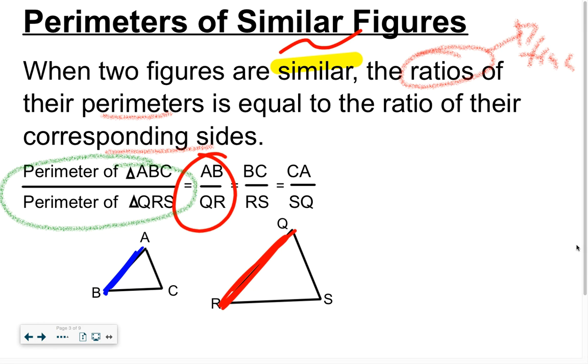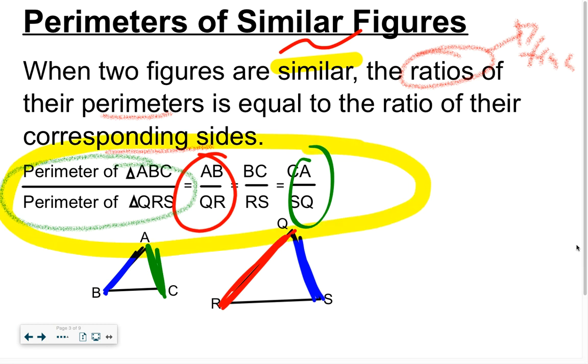It's a lot of letters, so it doesn't matter what side you pick. Again, if you're picking a different side, you're going over here and thinking SQ. That compares over here to your CA. Again, any side will work. That's what that whole thing right here is saying. Any side you pick, don't use them all. Pick one side and its corresponding side in the other figure. That ratio, that fraction will come out to be the same as their perimeters.